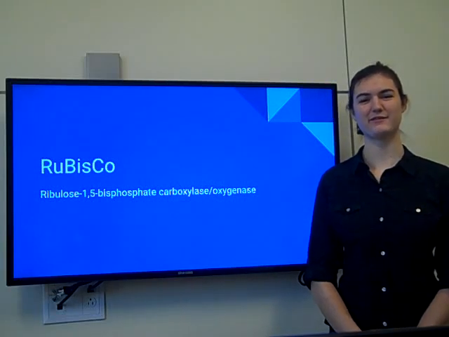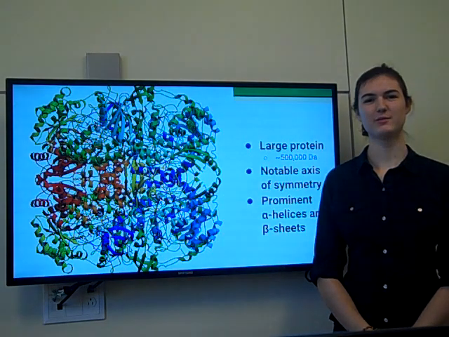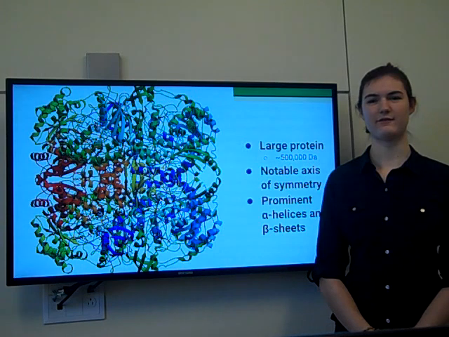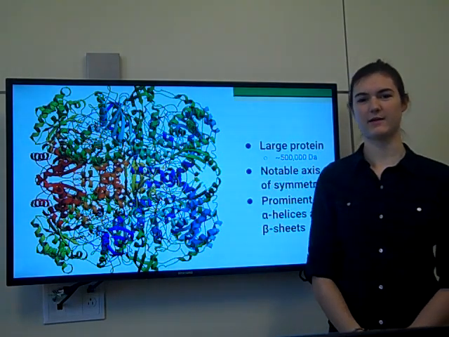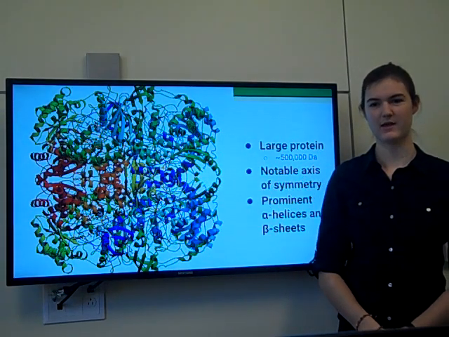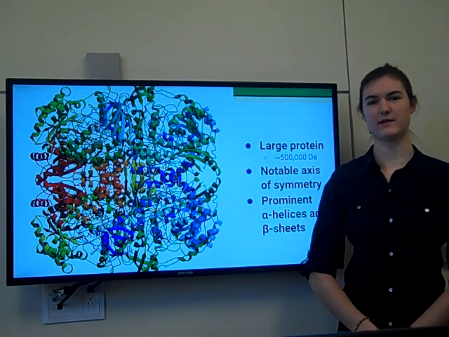Let's talk about ribulose 1,5-bisphosphate carboxylase oxygenase, otherwise known as Rubisco. Rubisco is a large protein of about 500,000 daltons. It has a notable axis of symmetry right here, but as we'll see later, there are several axes of symmetry. There are many prominent alpha helices and beta sheets that play an important role.